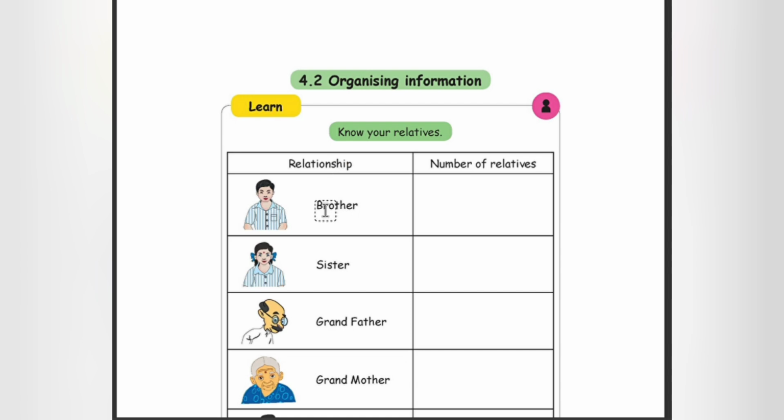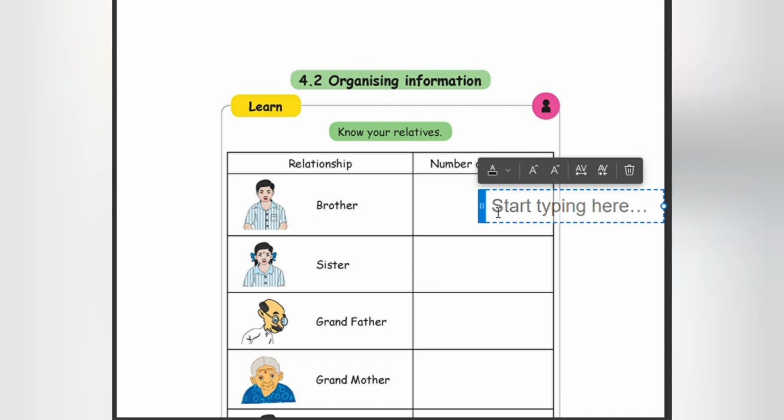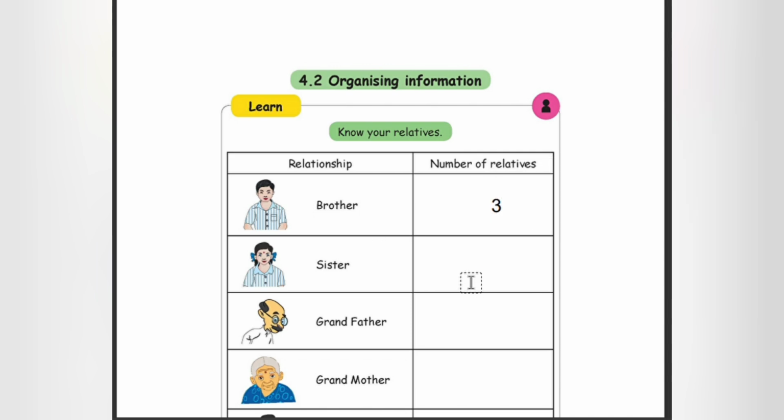Today in class we are going to learn the first section of the second unit, that is organizing information. Know your relatives. Relationship, brother. So how many brothers are there as the number of relatives? You can write your number, maybe written as 3 or 4. It's your wish. In your home, how many brothers are there?